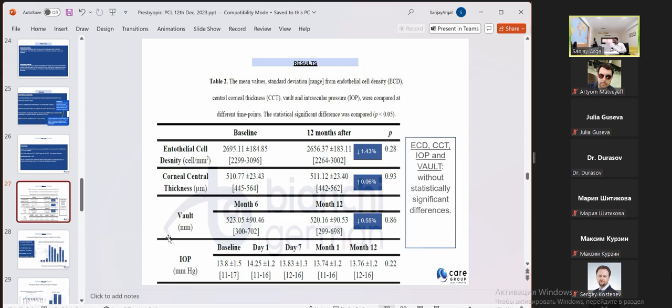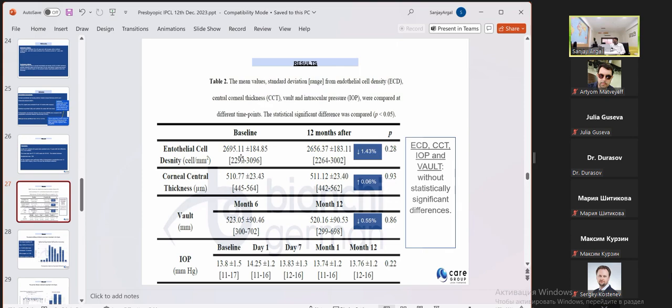And this is about the vault after 12 months of implantation of the presbyopic IPCL. Здесь вы видите, что прогиб через 12 месяцев практически не изменился. And very insignificant change in vault in 1 year time. Ни через полгода, ни через год данные не изменились, были стабильны. So there is only loss about 0.86 micron after 1 year. Примерно 0,56 микрона было изменение через год.